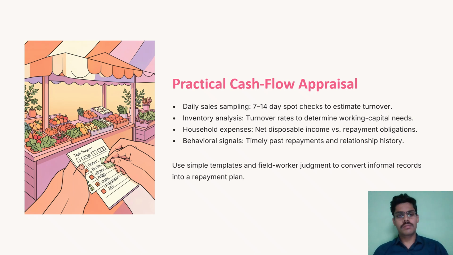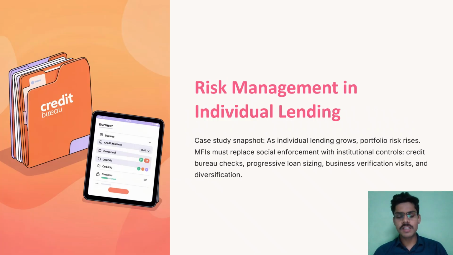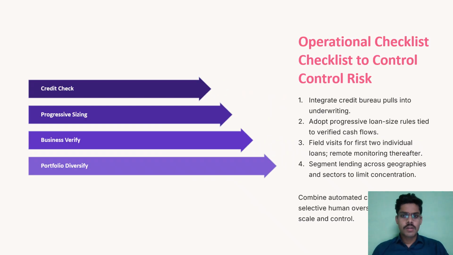So we would next move to the third case study, and the third case study is risk management in individual lending. So the snapshot of this case study is: as individual lending grows and the portfolio rises, MFIs must replace social informants with institutional controls: credit bureau checks, progressive loan sizing, business verification visits, and diversification. So the key areas in this case study are the credit check, progressive sizing, business verification, and portfolio diversification.